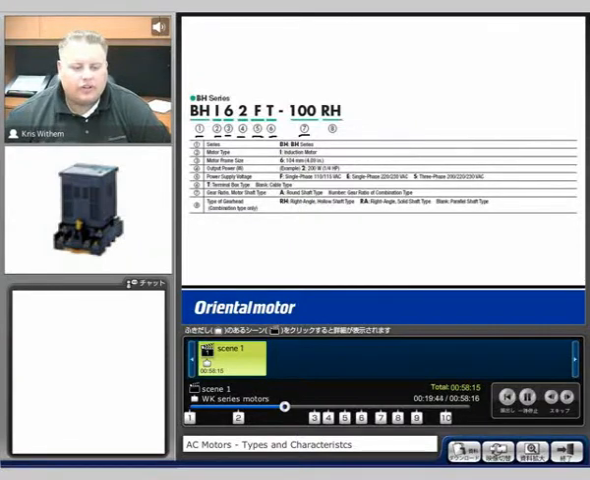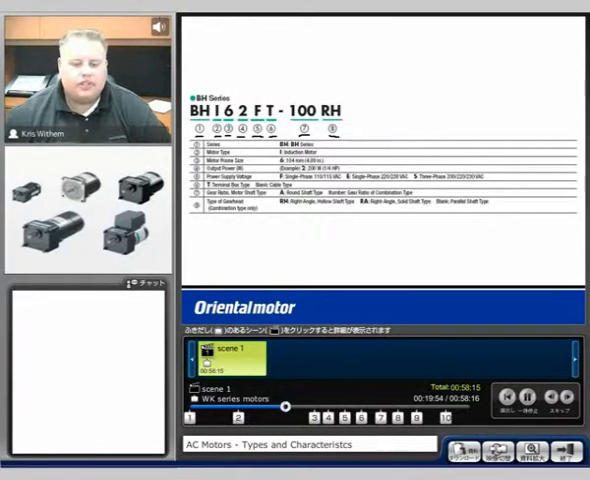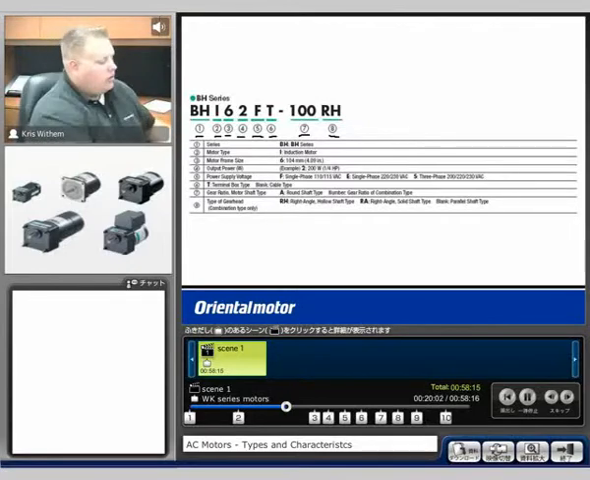RH, we have a couple of different things that are available for RH. We have right angle hollow shaft and right angle solid shaft gearheads available. These gearheads can do multiple different things as far as mounting and orientation. And also the nice thing about the hollow shaft motor is it can be used as a through hole.